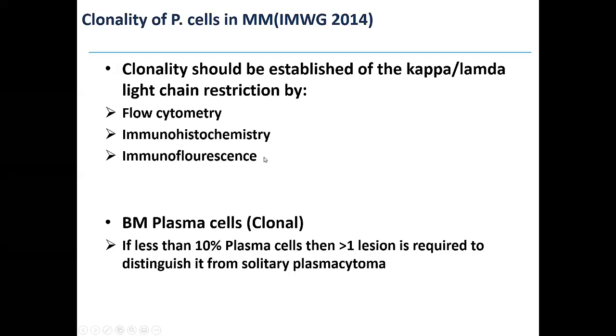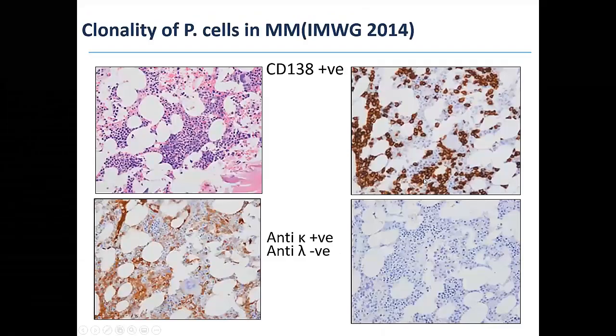Third is immunofluorescence. Now which ones are more commonly used? Both of them, flow and immunohistochemistry. These are extensively used for establishing the clonality. Now what will happen on immunohistochemistry or flow? All the neoplastic plasma cells will be either kappa positive or they will be lambda positive. Now suppose we have a patient in which the plasma cells are less than 10%. Then what we require is more than one lesion on radiography to distinguish it from solitary plasmacytoma. Now this is what we call clonality of plasma cells.